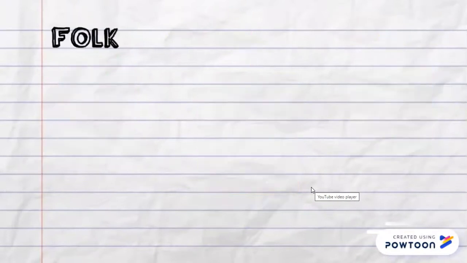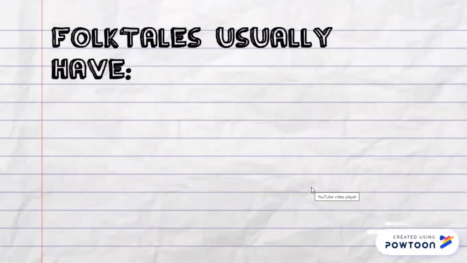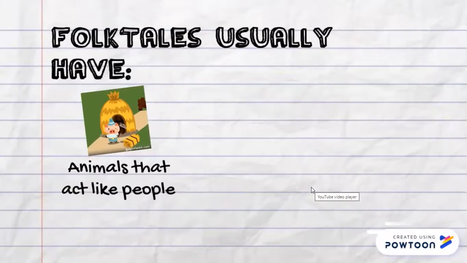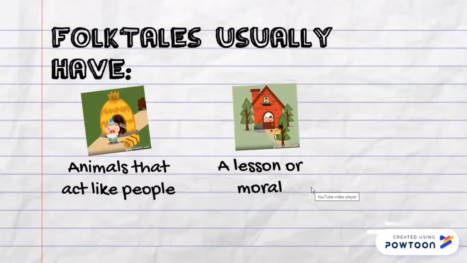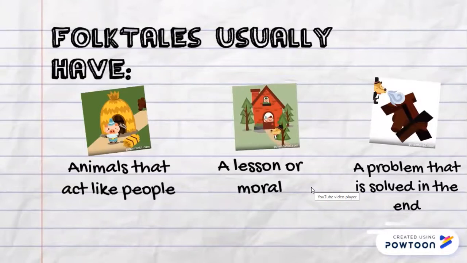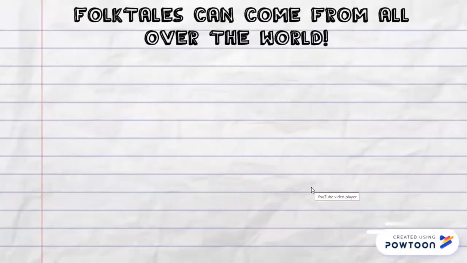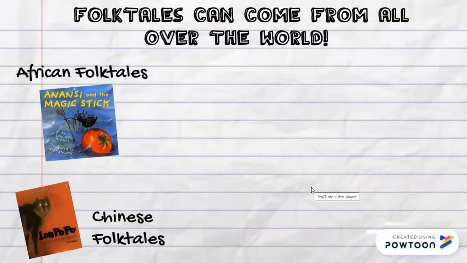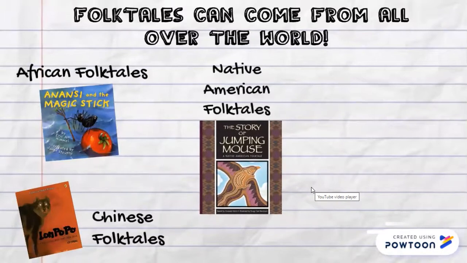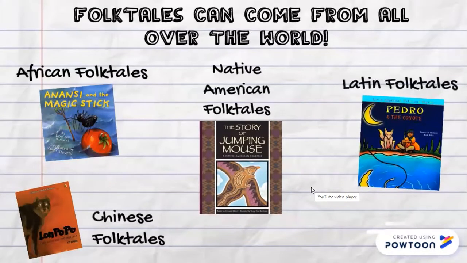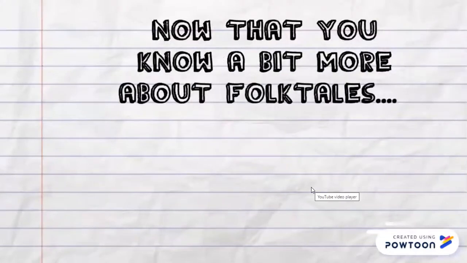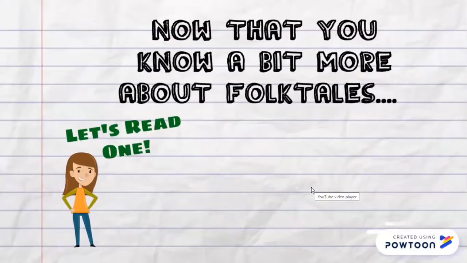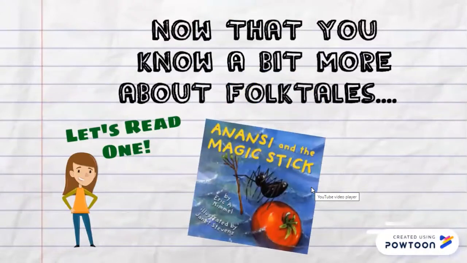Most folk tales usually have animals that act like real people, a lesson or moral, and a problem that gets solved in the end. Folk tales can come from all over the world. There are African folk tales, Chinese folk tales, Native American folk tales, and even Latin folk tales. Now that you know a bit more about folk tales, let's read one. Anansi and the Magic Stick, written by Eric A. Kimmel, illustrated by Janet Stevens.